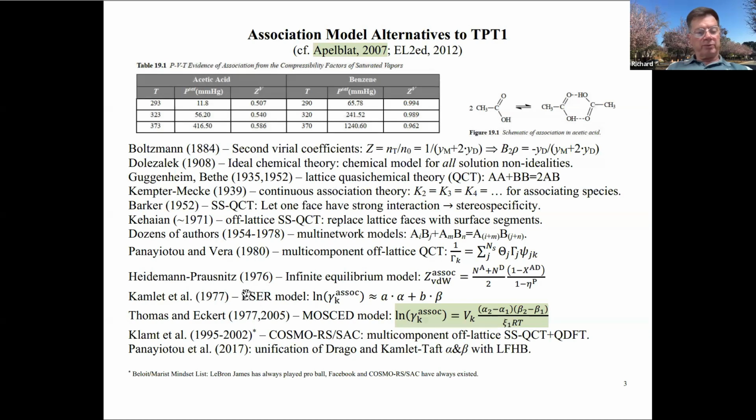And then in 1977, Kamlet and Taft developed these linear solvation energy relationships that inspired MOSCED by Eckert and co-workers, and they formulated their contribution to the association a little bit differently. One thing you can say is that everybody who has looked at this hydrogen bonding problem and tried to quantify acidities and basicities comes up with different numbers. And guess what? I'm going to come up with different numbers too. And I hope to explain why everybody gets different numbers.